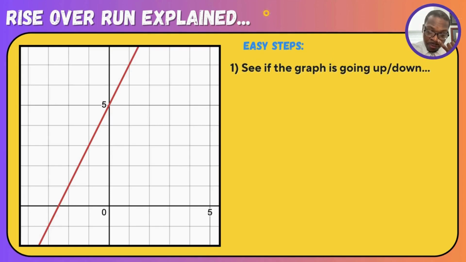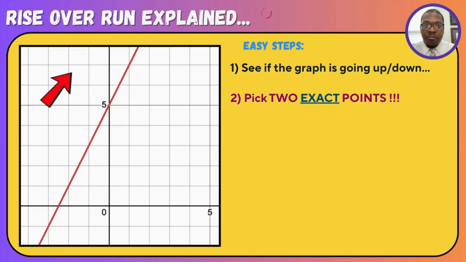Okay, first step. First thing you want to do is see if the graph is going up or going down. Now, we read graphs from left to right, the same way you read words. So if we're starting from the left and we're going to the right, we're just simply trying to see, is the graph going in an upward slope or a downward slope? And in this case, it's clearly going in an upward slope. So if the graph is going up, that's a positive number. But if the graph was going down, that would be a negative number.